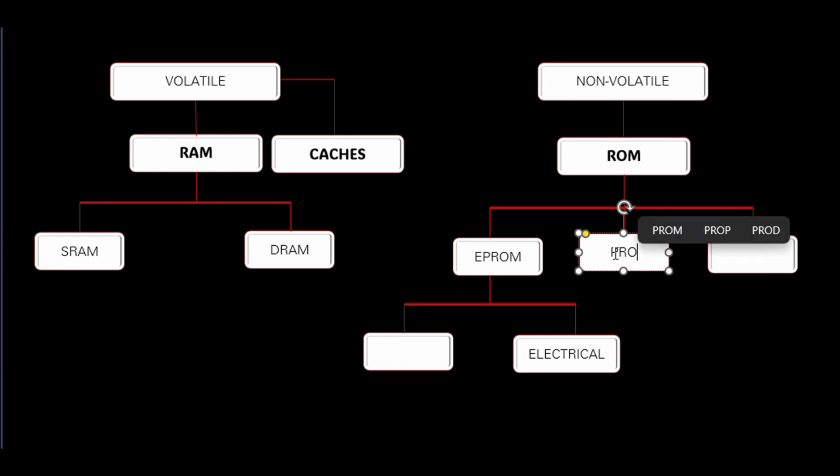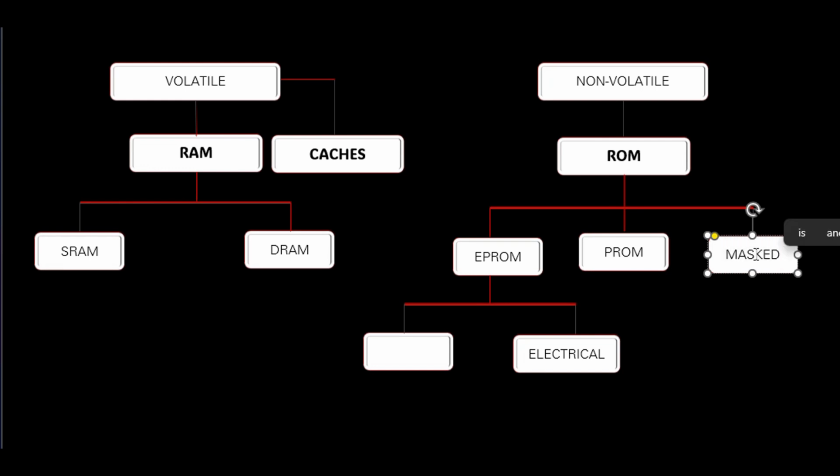And then we also have others. Now don't worry about these, the EEPROM, EPROM, and so on. I'll be explaining them to you and what they actually do. So now let's move to the third type, which is the mask ROM. Let me talk a bit about this mask ROM.